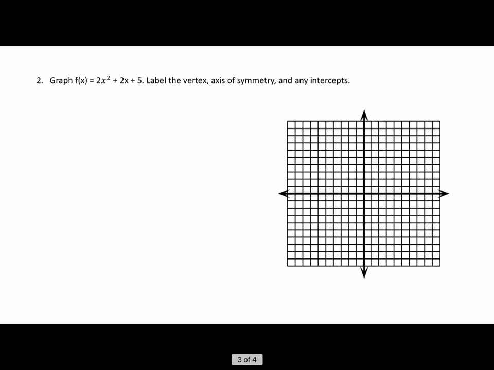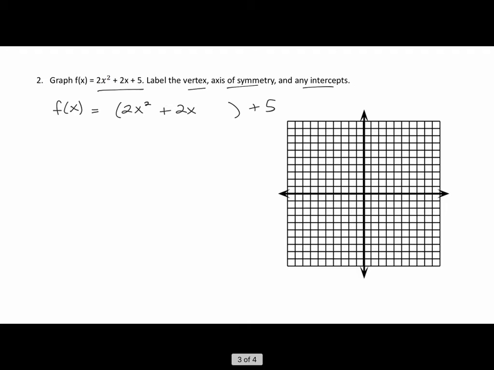So another example here, we have a function. It's in the standard form. We need the vertex, axis of symmetry, and intercepts. So again, we need to complete the square. So what we're going to do is we're going to just associate the 2x squared plus 2x.